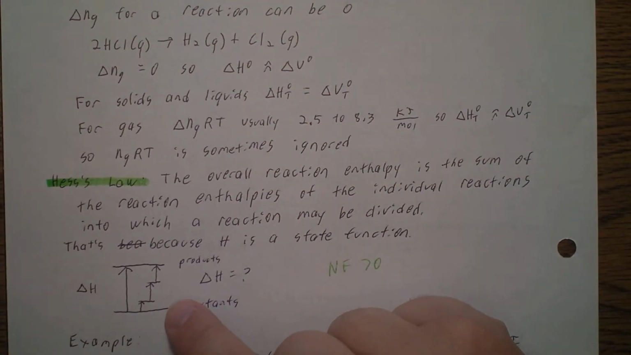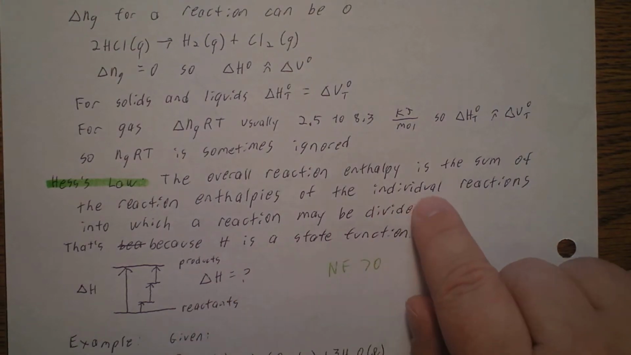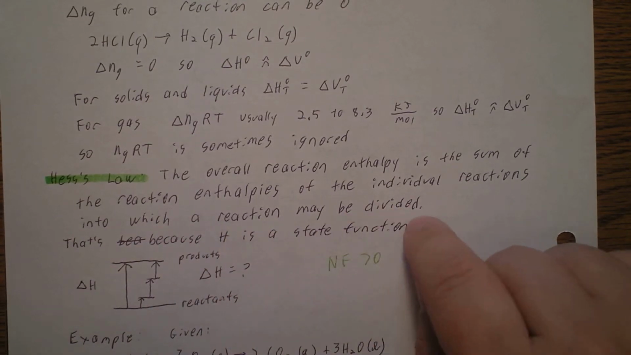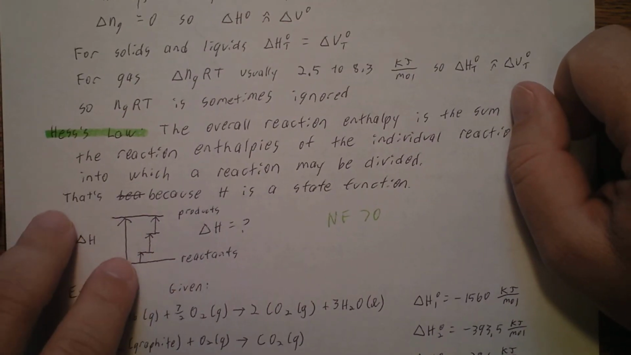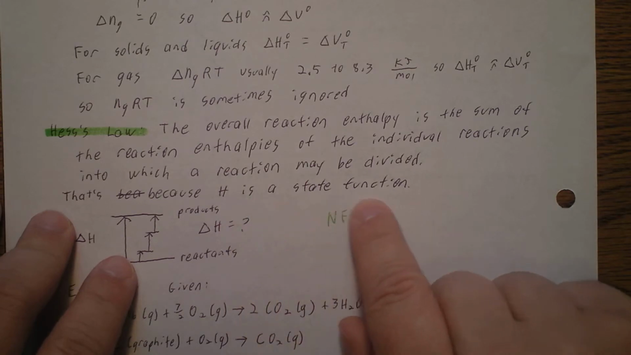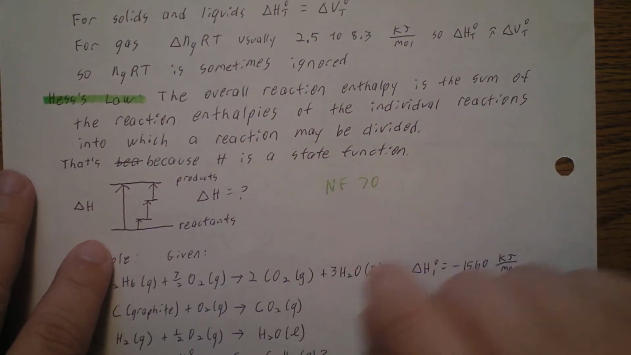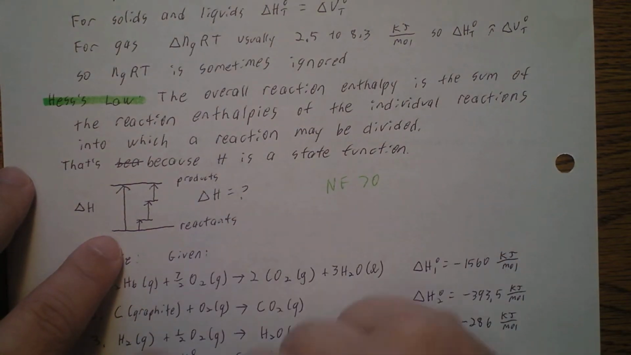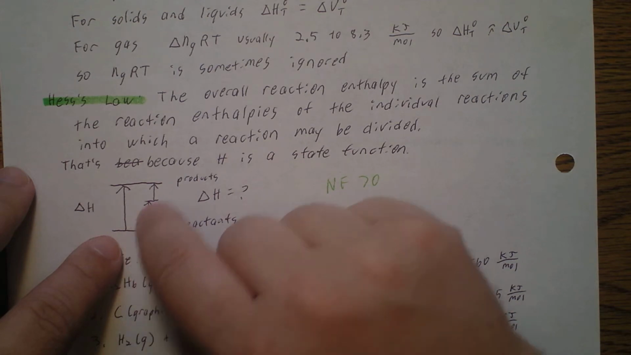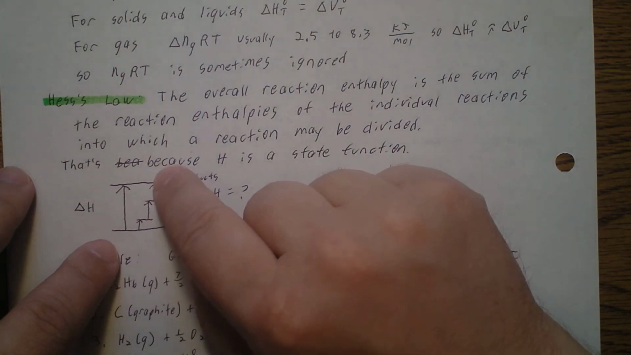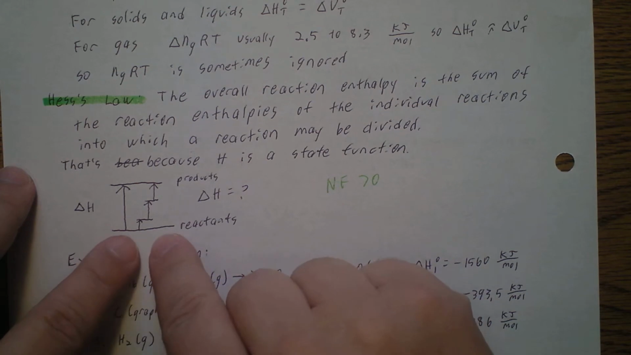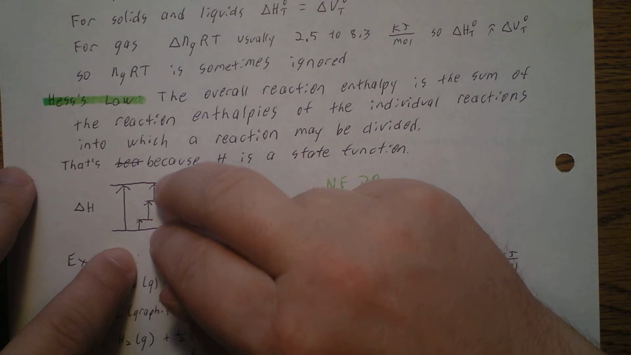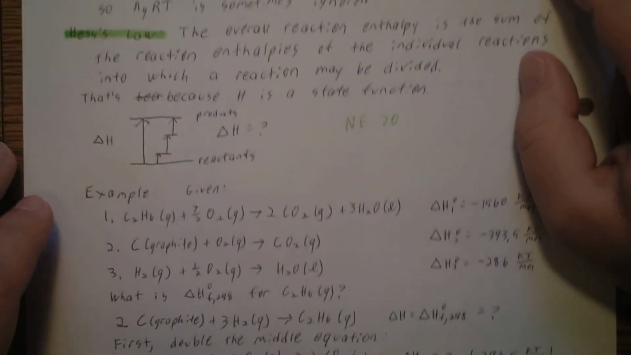Now let's talk about Hess's law. The overall reaction enthalpy is the sum of the reaction enthalpies of the individual reactions into which the reaction may be divided. That's because enthalpy is a state function. For example, let's say we're doing a reaction. We're going from reactants to products. Well, we decide we're going to do it in a whole bunch of little baby steps. It doesn't matter how many steps you divide it into or how you divide it. If you still start out with the reactants, you end up with the products. Enthalpy is a state function, therefore the change in enthalpy must be the same.